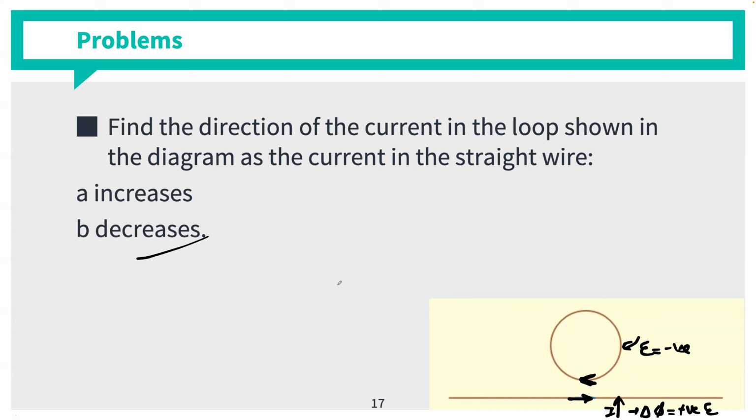But the second question is, what if the current is decreasing? Decrease in current means change in flux is negative. Means EMF will be negative into negative, positive. So then the EMF will be in the same direction. So I will draw that with the red ink. EMF will be in the same direction as the current here.